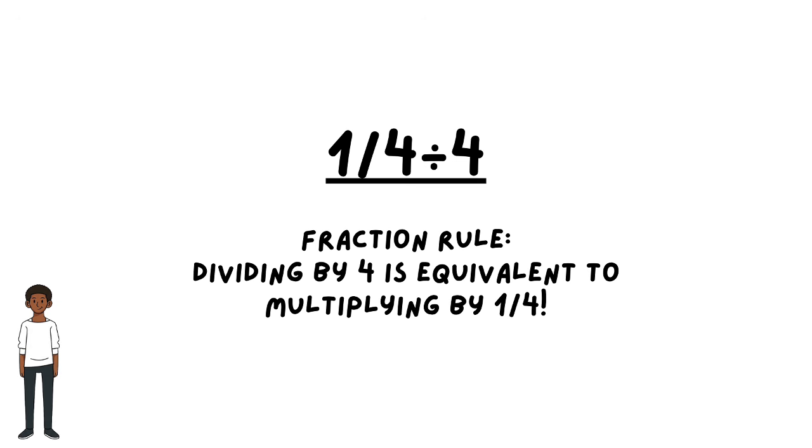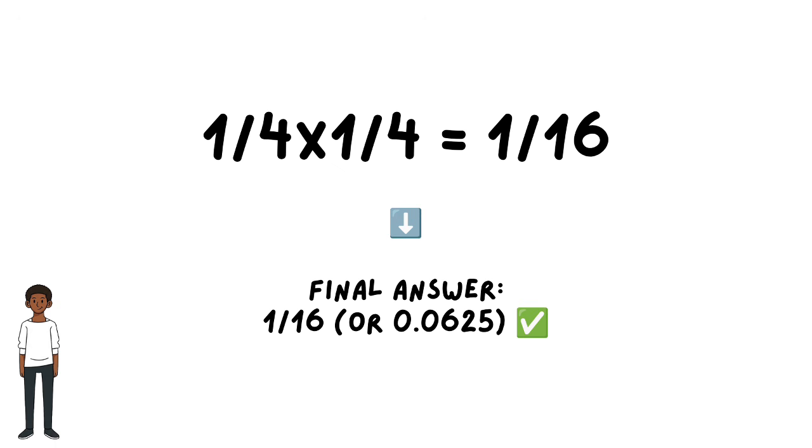Now we have our final operation, 1 over 4 divided by 4. Remember the rule for dividing fractions. Dividing by a whole number is the exact same as multiplying by its reciprocal, which is 1 over 4. Step 3. Multiply the numerators and denominators straight across. 1 times 1 equals 1, and 4 times 4 equals 16.